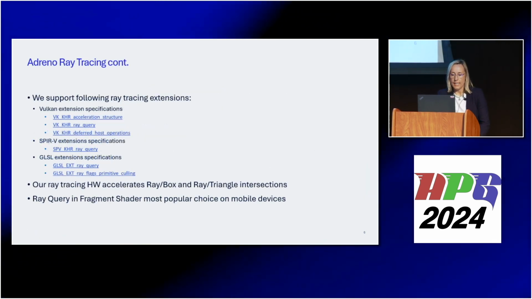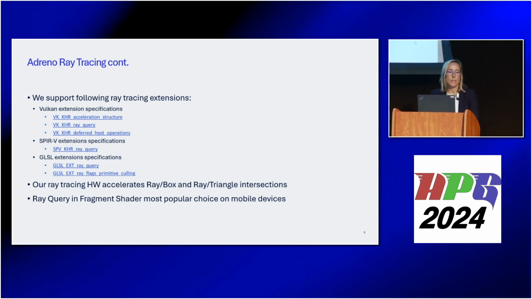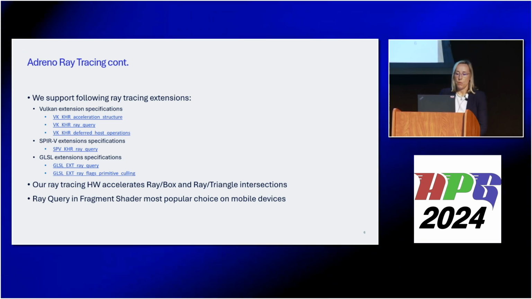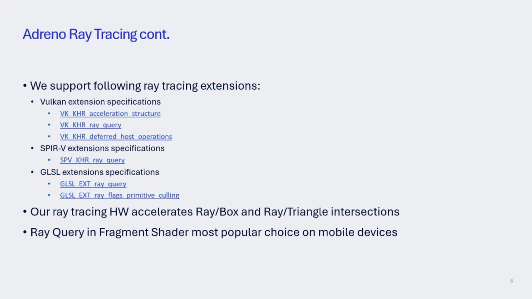With that said, we support the following Vulkan ray tracing extensions. So we support acceleration structure, ray query, and deferred host operations, as well as their sister SPIR-V and GLSL extensions. Our ray tracing hardware primarily accelerates ray box and ray triangle intersections. And what we found in the mobile ecosystem is that a lot of people like to use ray query in fragment shader, primarily because it's relatively easy to integrate into the existing game pipeline that they have.